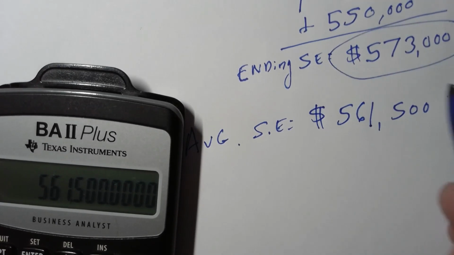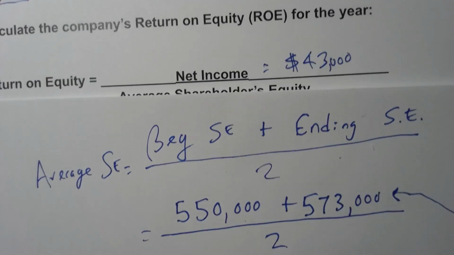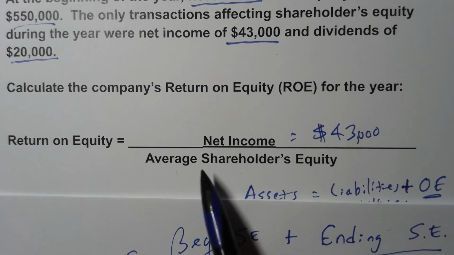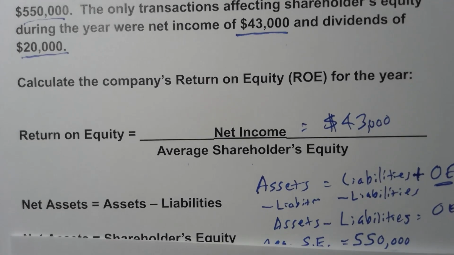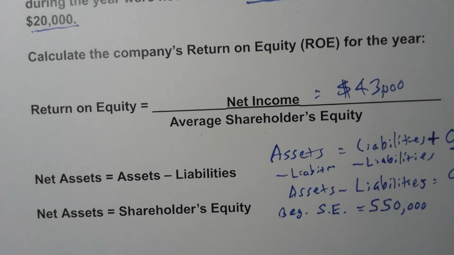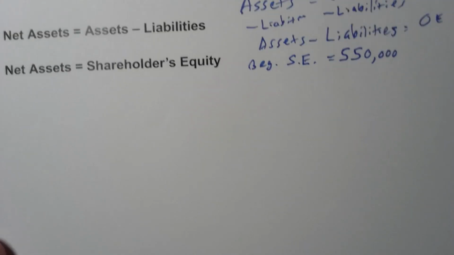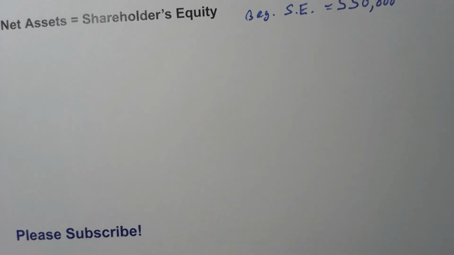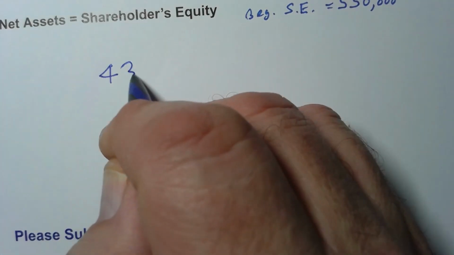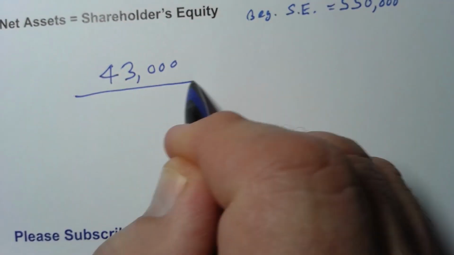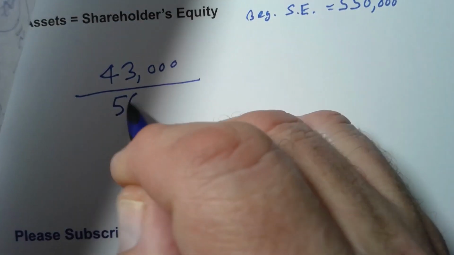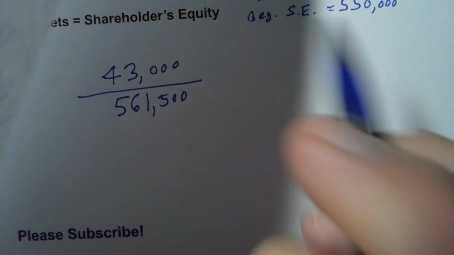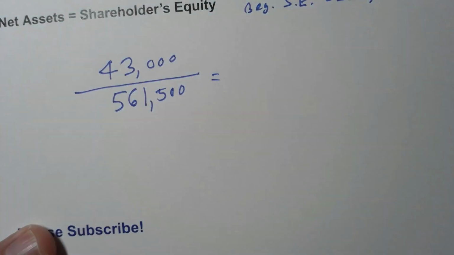We can now take that number and place it back into our original equation where the return on equity is the net income divided by the average shareholder equity. Let's do that and see where we're at. So our net income we know is $43,000. And we calculated our average shareholder equity to be $561,500. And we can go ahead and divide that.